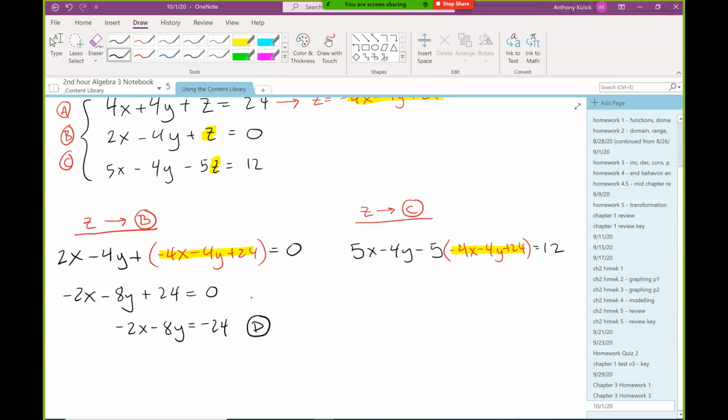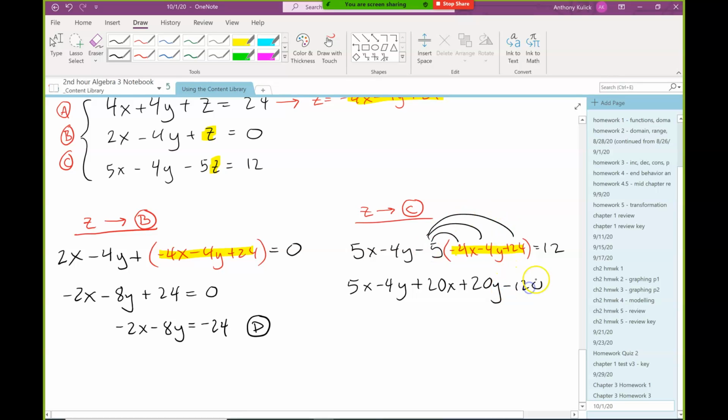I'm going to do the same thing for my other equation now. So here I notice I do have a coefficient in front of the parenthesis. So the first thing I need to do is distribute that -5 through. So -5 times -4 gives me +20. -5 times -4 gives me +20. -5 times 24 gives me -120. And then I still have that equals 12 at the end.